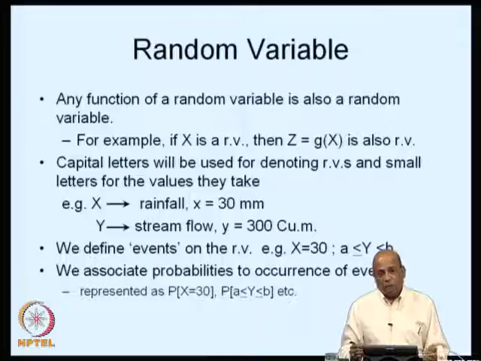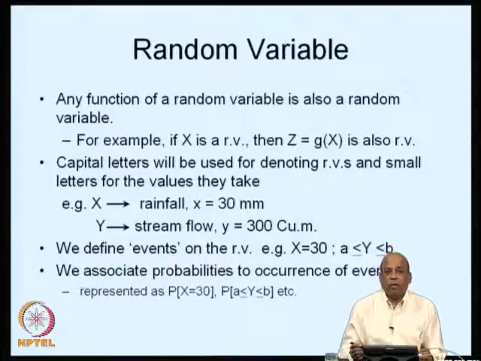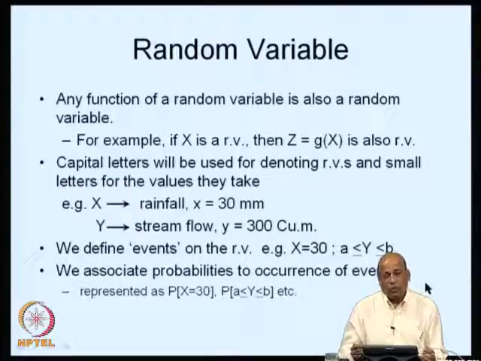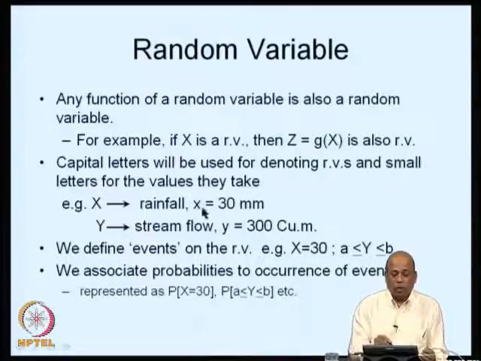So, in fact, most of the variables of interest in hydrology are all random variables, because they are all governed by natural processes. So, we now start introducing more formally the analytical methods that we use in dealing with random variables. Once we know what a random variable is, a function that is defined on a random variable also becomes a random variable. For example, if X is a random variable, then Z is equal to g of X, where g of X is a function of X, also becomes a random variable. We follow the convention that we use capital letters, for example, capital X, capital Y, capital Z, etc., to denote the random variable itself, and the associated small letters to denote the value that the random variable takes. For example, capital X may be rainfall, the small x may indicate 30 millimeters, and similarly capital Y is stream flow, and the small y may be the value that the stream flow takes.